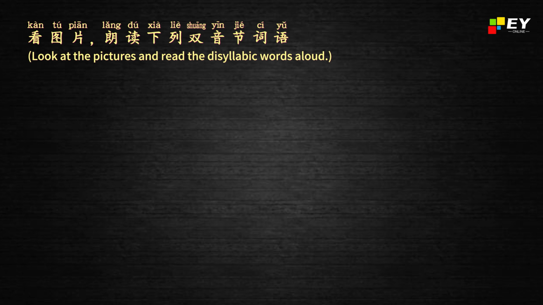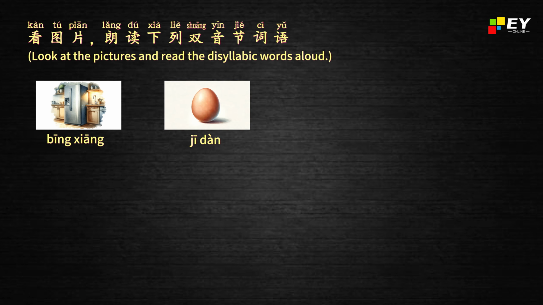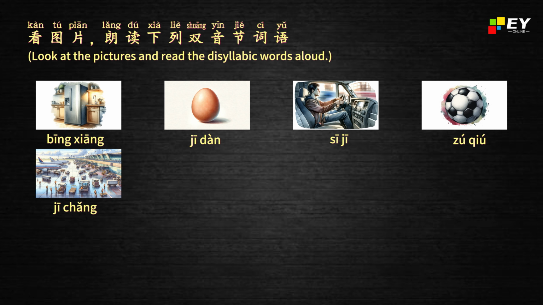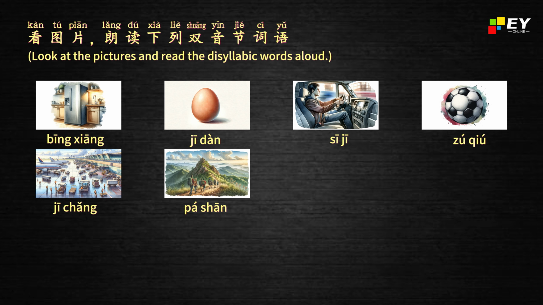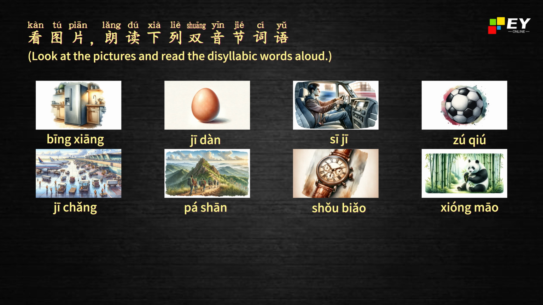Look at the pictures and read the dissyllabic words aloud. 冰箱, 鸡蛋, 司机, 足球, 机场, 爬山, 手表, 熊猫.